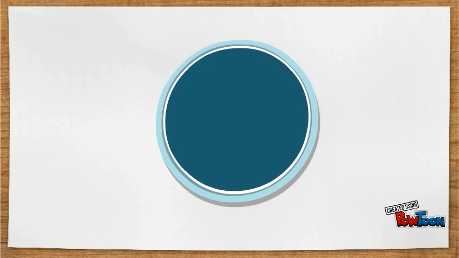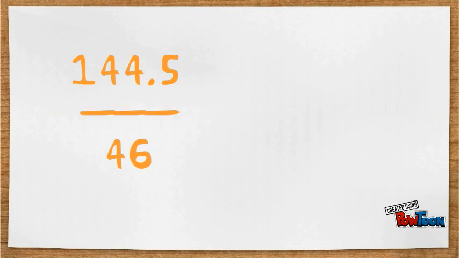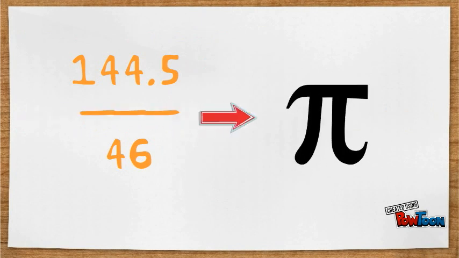If you measured the outside of a circle, you'd get the circumference, which is, let's say, 144.5. And if you measured the diameter and got 46, you take those two numbers and divide them. Your answer would be pi. Not so tough, is it?